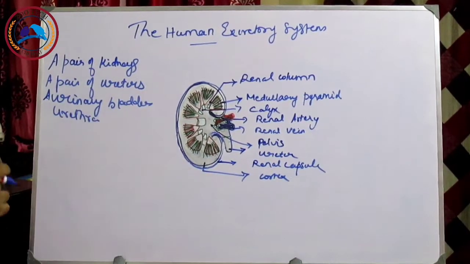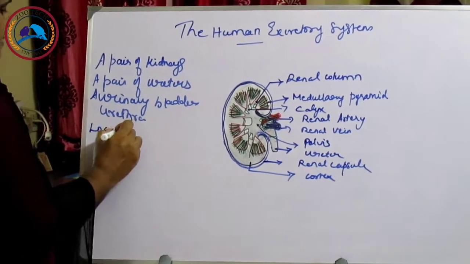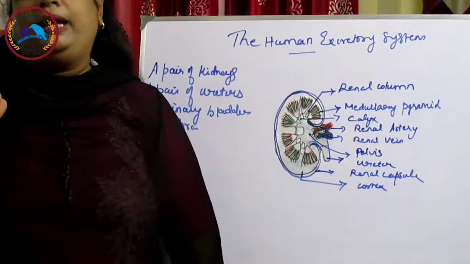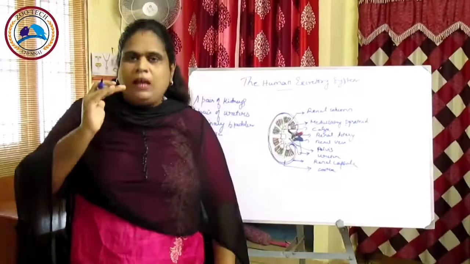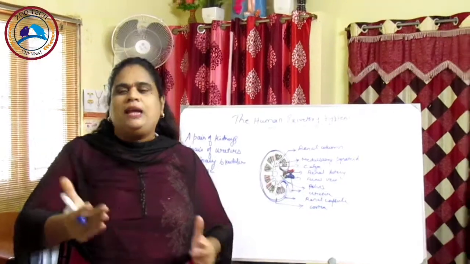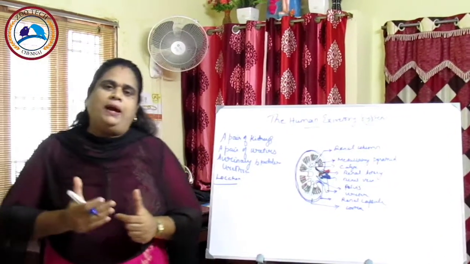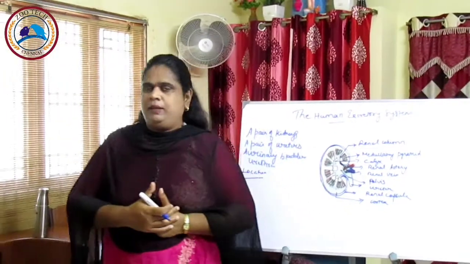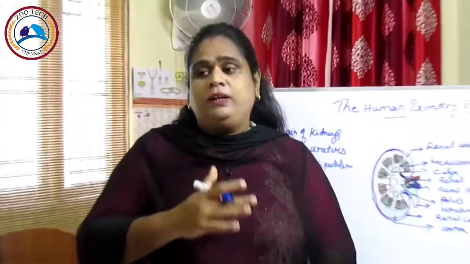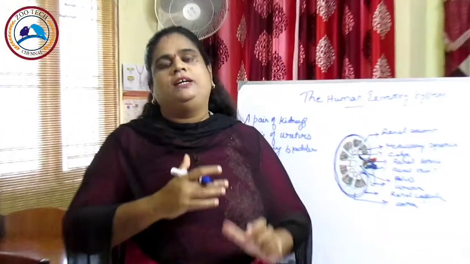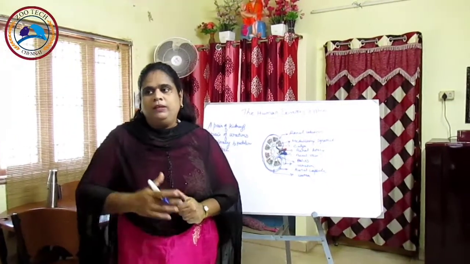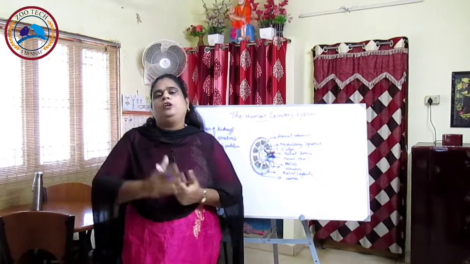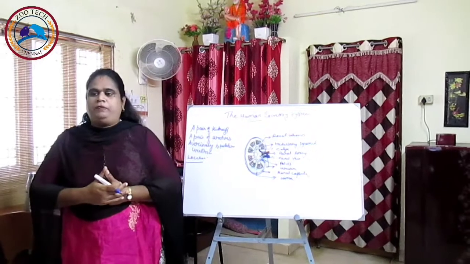Talking about the location, the left kidney is slightly upper and the right kidney is slightly lower as compared to the left kidney. What is the reason behind this? The liver takes up much space on the right hand side.